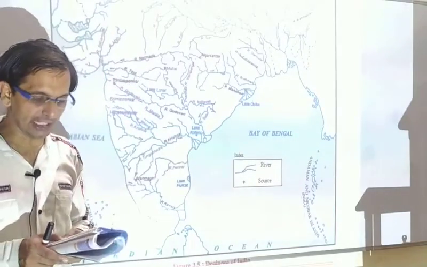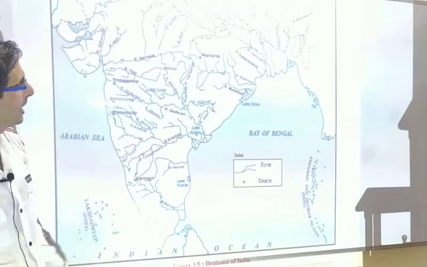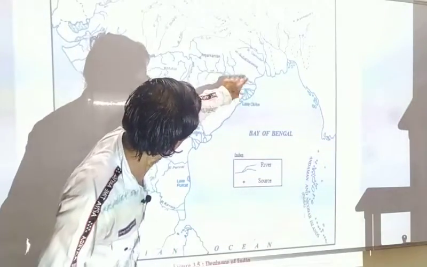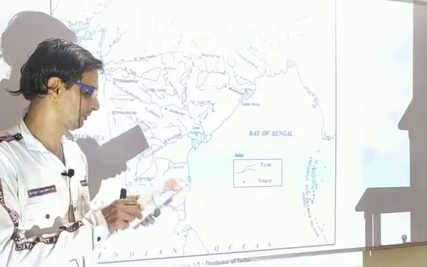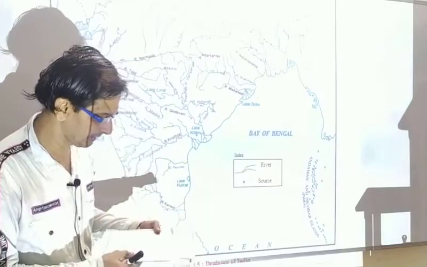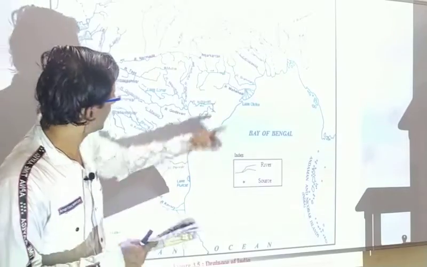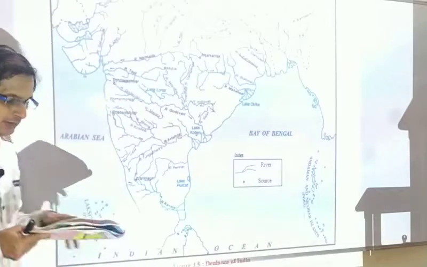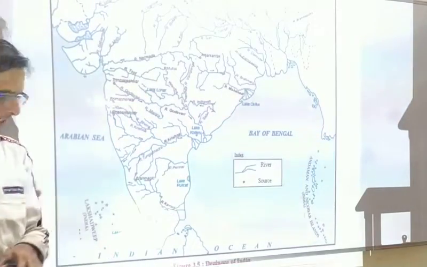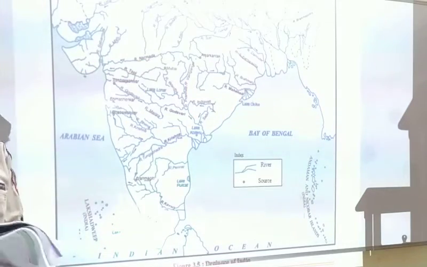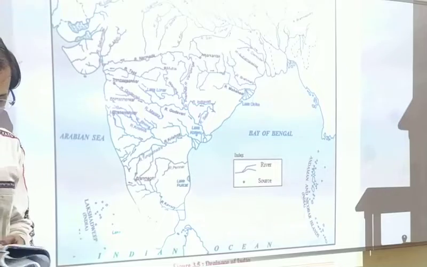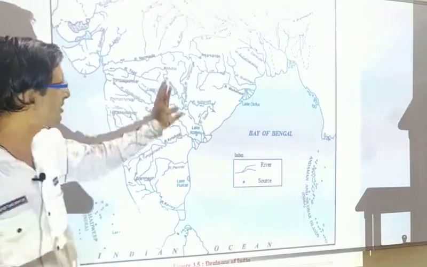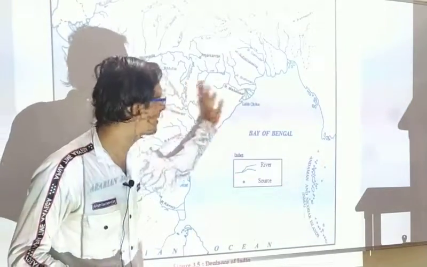Most of the area of the peninsula is drained by the rivers flowing towards the Bay of Bengal. You can see Mahanadi river, Brahmani river, Subarnarekha river, Damodar river, and Sabari river also, and river Kaveri. Now we will study about them. Most of the peninsular region has rivers which mostly flow towards the Bay of Bengal.